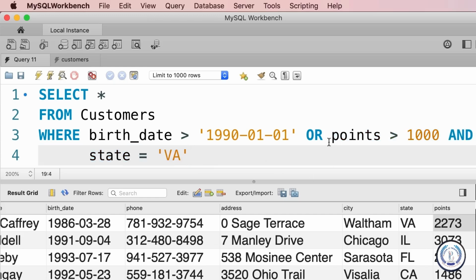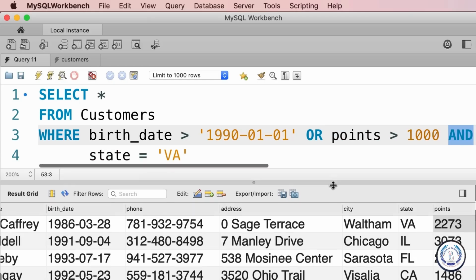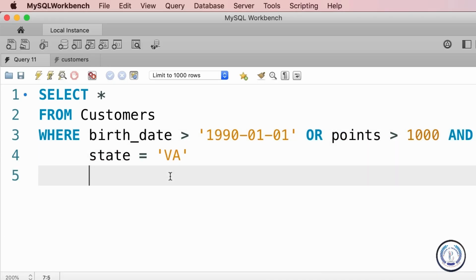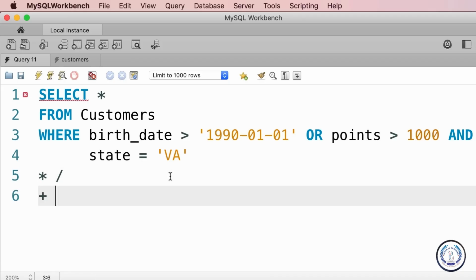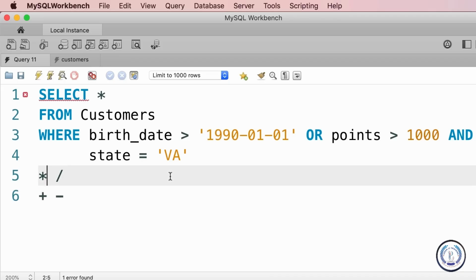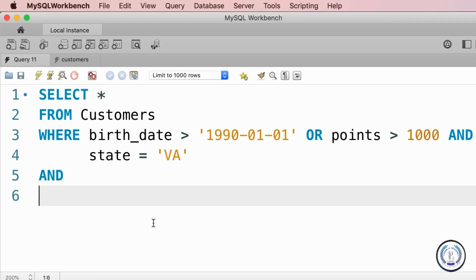Now, when combining multiple logical operators, you need to be aware of the order of these operators. So earlier I talked about the order of arithmetic operators. I told you that multiplication has a higher order than addition and subtraction, and we can use parentheses to override the default order. We have the same concept in logical operators. So the AND operator is always evaluated first.